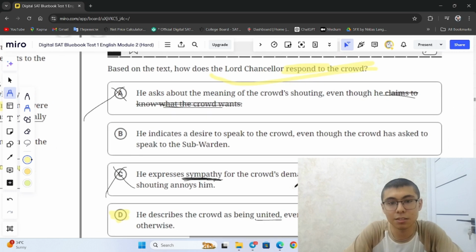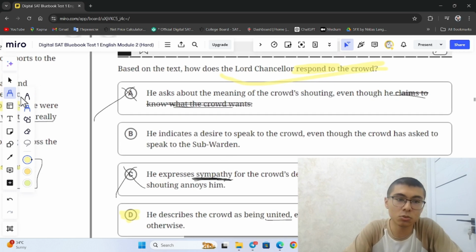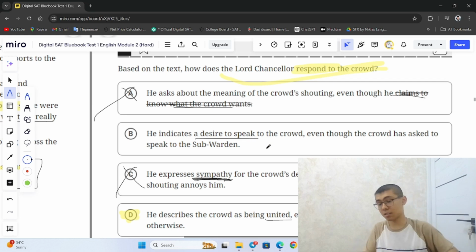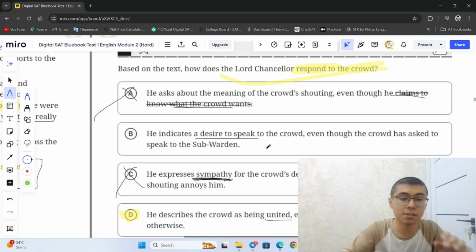You might say, what about B? I mean, we don't really know whether the Lord is indicating a desire to speak. Is he saying that he has a desire to speak? I'm not sure. In this case, the best choice is D.